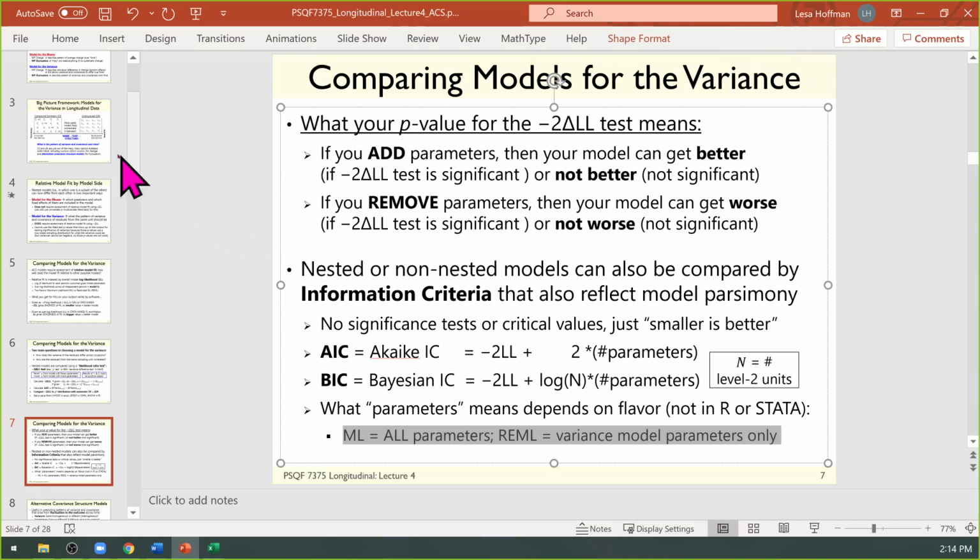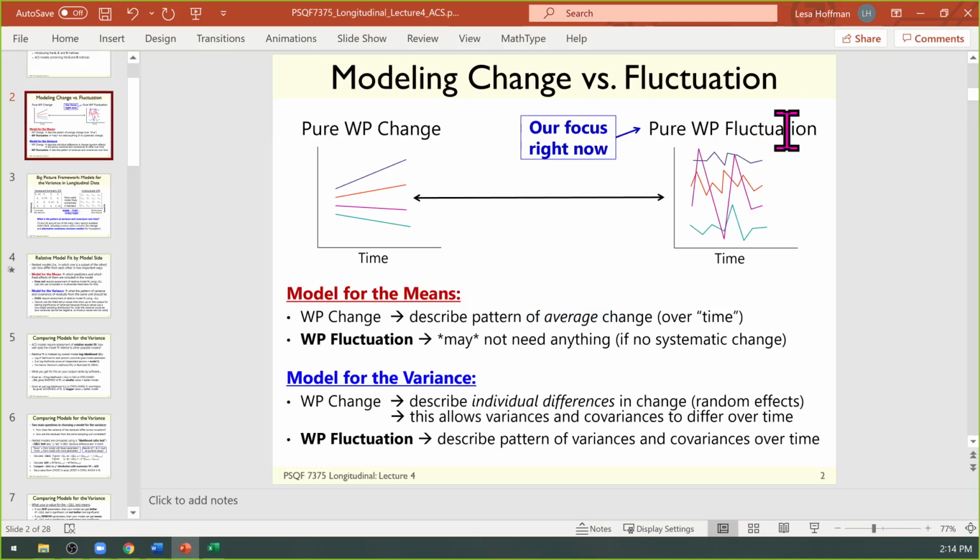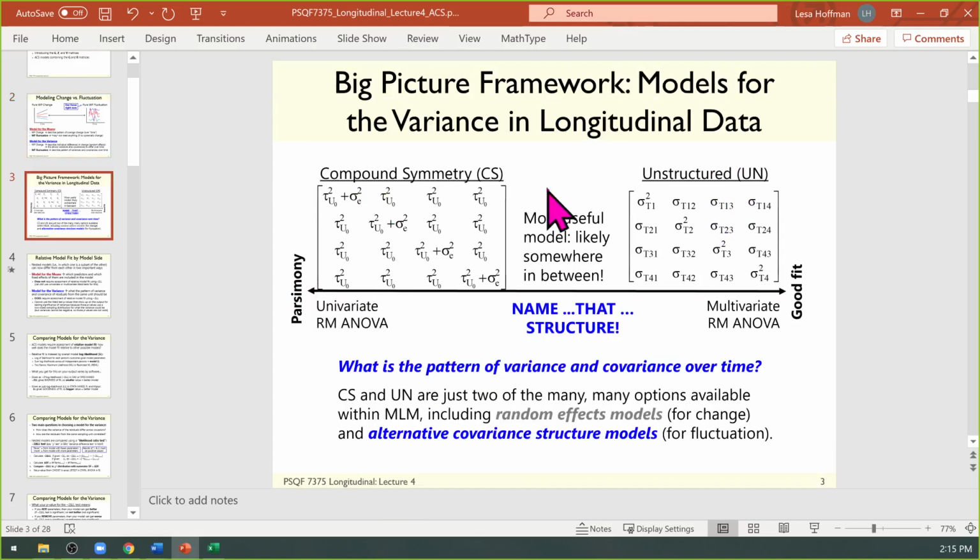All right, then big picture, the example that I have to follow. We're going to look at alternatives that fall in the middle of this complexity continuum in describing the model for the variance. So we are focused for this unit on fluctuation data. This is slide 2 of lecture 4, where time is not a prominent factor in terms of systematic change. We wouldn't expect people to increase or decrease. We would just expect some sort of variation across time. And so our focus is going to be on the model for the variance, not the model for the means in this case. And we're looking for something in between here.